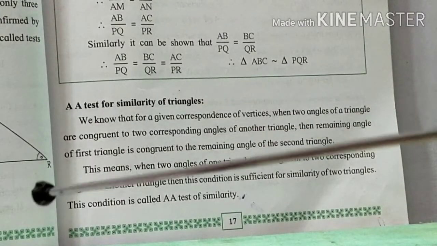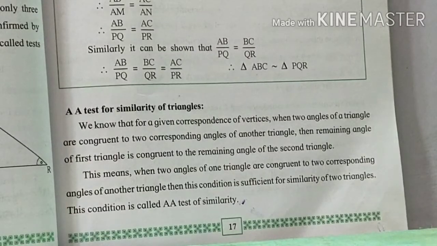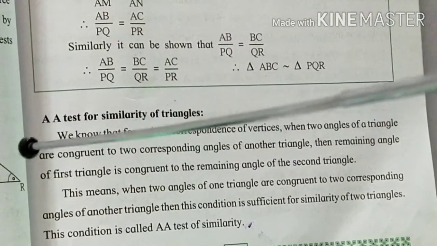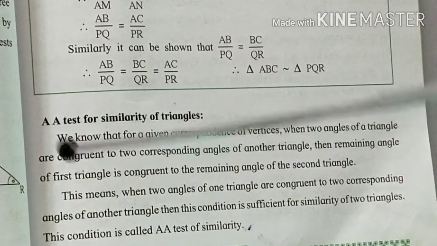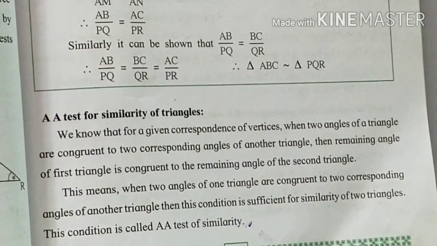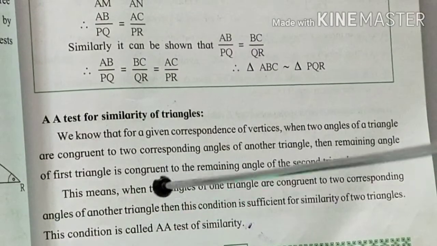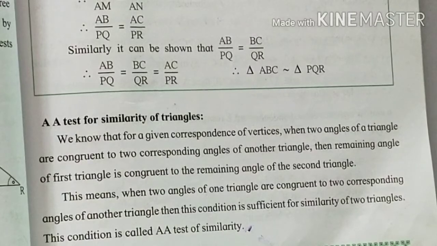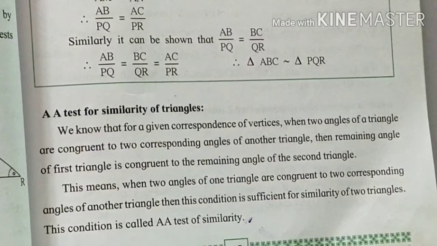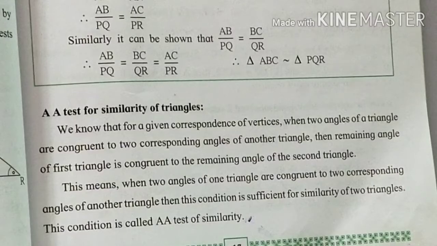Here you can see the AA test of similarity of triangles. Okay, students, this is one of the tests we can use in theorems and to solve examples. AA test means what? If we show that two angles of a triangle are congruent to two corresponding angles of another triangle, then we can say the triangles are similar by AA test. So this is one of the most useful tests to solve examples and theorems. Okay, students.